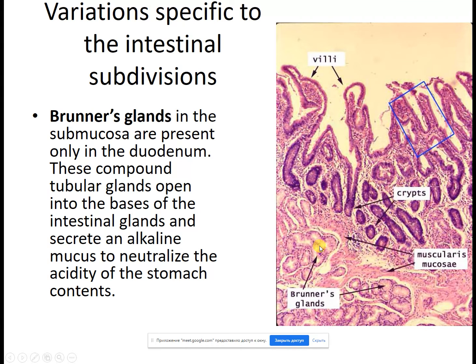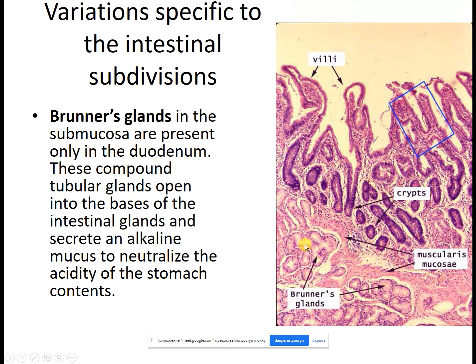Pay attention to the difference in color of this gland and this gland. They are very highly basophilic because they produce proteins, and their cells possess rough endoplasmic reticulum. Here in the lamina propria, we have a lot of lymphocytes because the flora is actively working, and of course it leads to an immune response to these bacteria. But here you see very lightly colored glands.